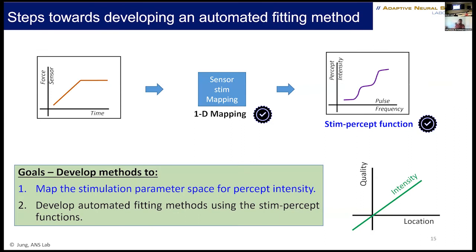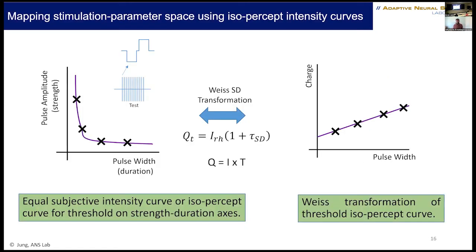So the focus of my doctoral work is basically to see if we can improve on the current fitting methods. And I've approached this problem by dividing it into two parts. First, I want to develop methods to characterize the stim percept function after electrode implantation. And second, I want to develop methods to use that stim percept function to configure this sensor stim map in an automated manner. So in this talk, I'll mostly focus on the first goal, which is characterizing the stim percept function.